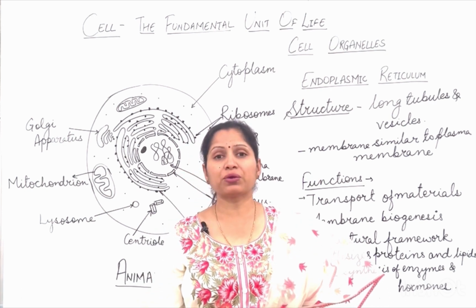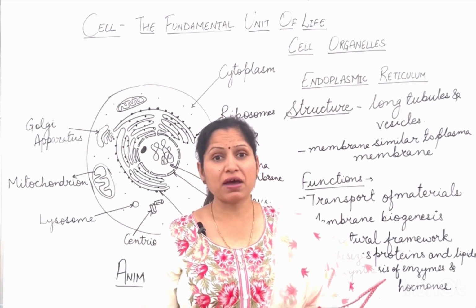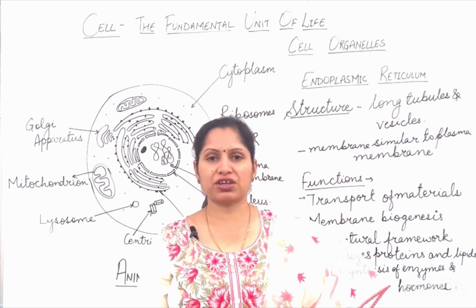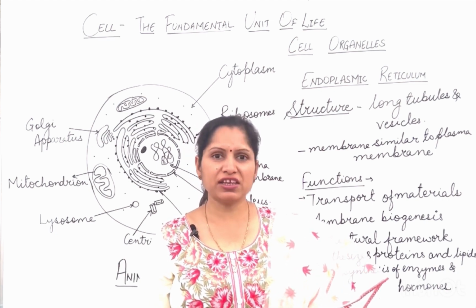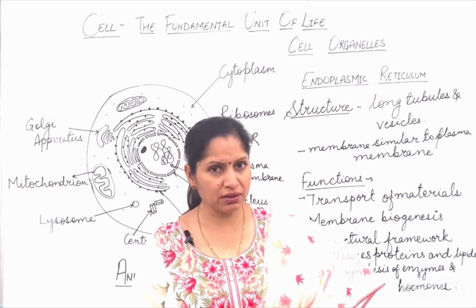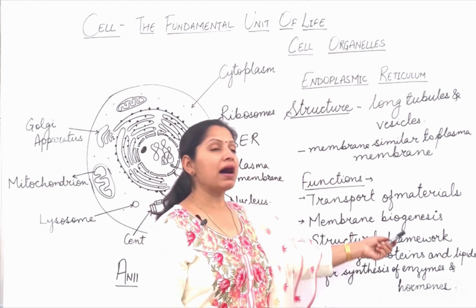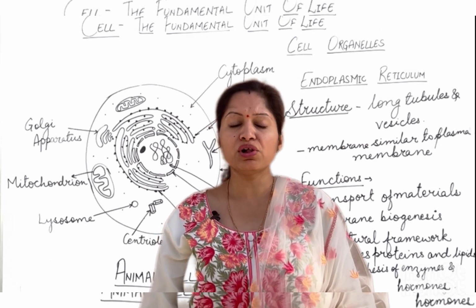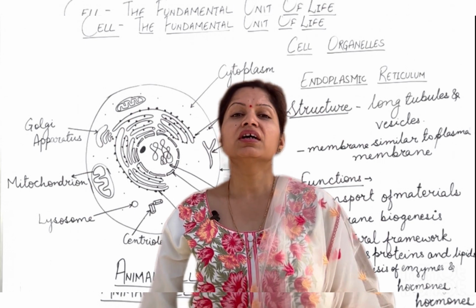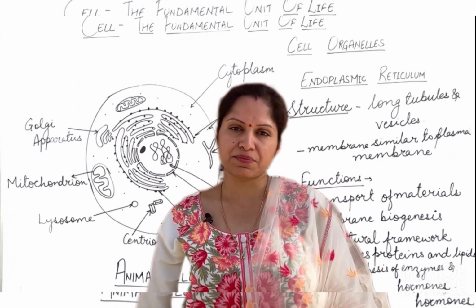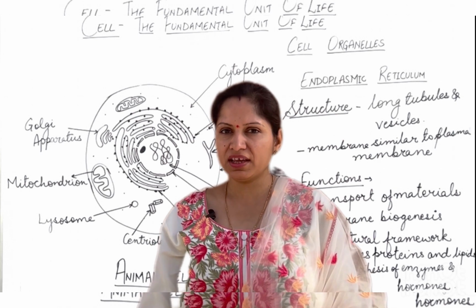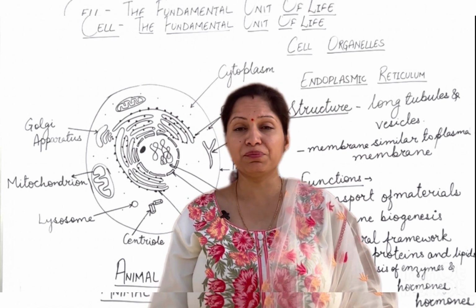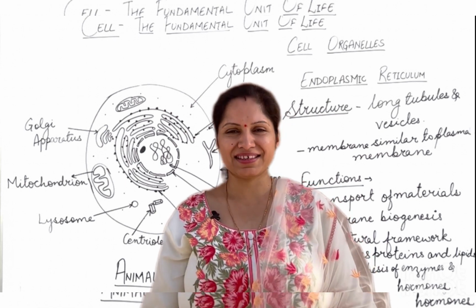Formation of plasma membrane requires proteins that are synthesized by rough endoplasmic reticulum and lipids that are synthesized by smooth endoplasmic reticulum. And that is why endoplasmic reticulum helps in the formation of plasma membrane, which is known as membrane biogenesis. In liver cells, the smooth endoplasmic reticulum also helps in the detoxification of drugs, medicines, poisonous substances. So whatever medicines we take, that also will be detoxified by the liver with the help of smooth endoplasmic reticulum present in the liver cells.